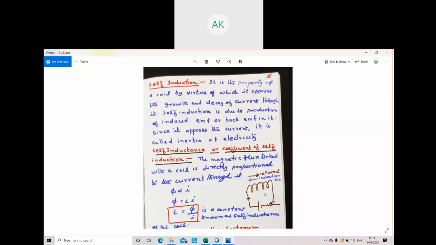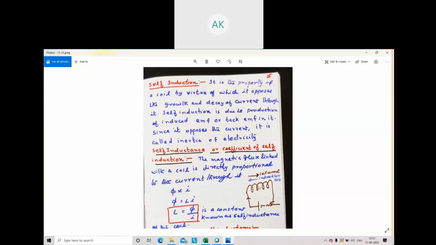So during the decay of current, the back EMF, that means the EMF induced in the coil, will support the cell current, that is, it will be in the same direction as the cell current. During the growth of current, what happened? When we switch on the circuit, current is increasing from 0 to maximum value. That is known as the growth of current. Growth of current is varying, therefore flux linked with it also varies, and as the flux is varying, EMF will be induced in that coil due to that property of self-induction.